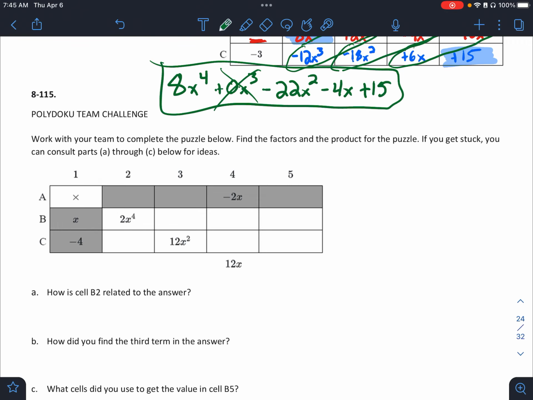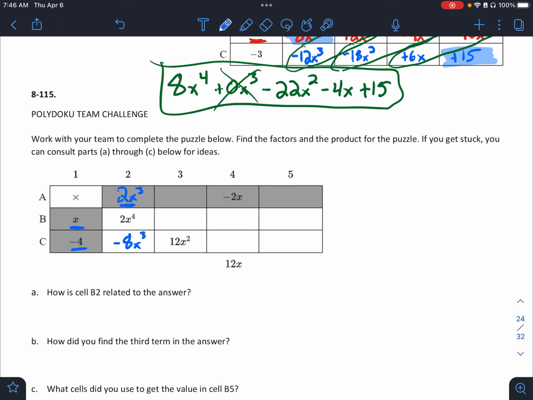So as I look here, we can think of this a couple different ways. We have x times what gets me 2x to the fourth, or 2x to the fourth divided by x is going to get me 2x to the third. And I'm just looking to fill in these pieces to make sure that I can fill everything up. So then I can take 2x to the third times negative 4 and get negative 8x to the third.